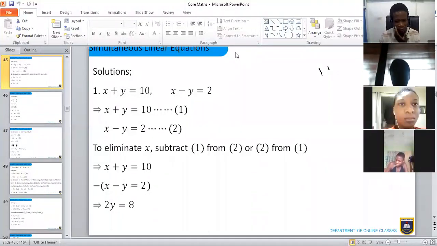First, let's see the coefficients. Are the coefficients of x in equation 1 and 2 the same?